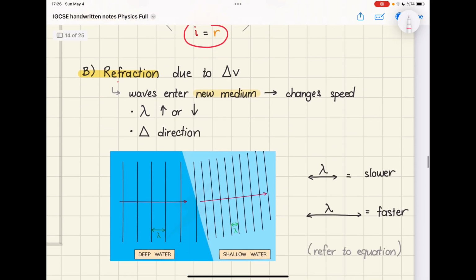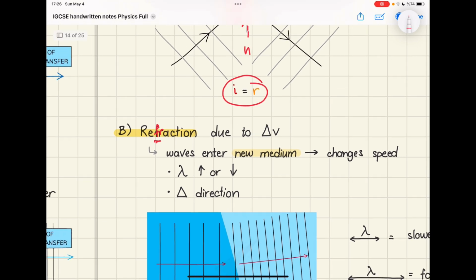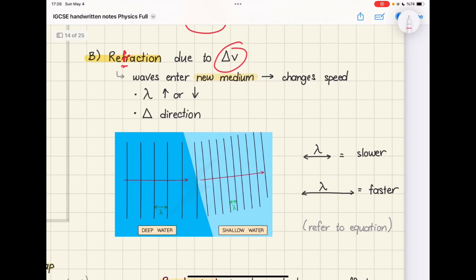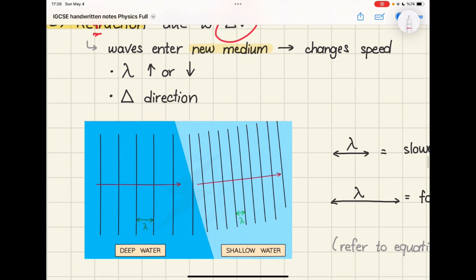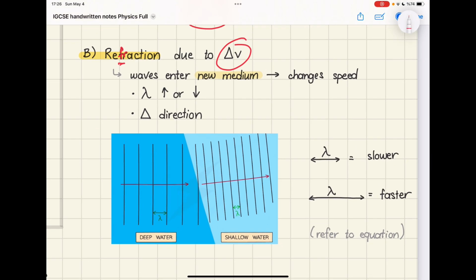Refraction is due to difference in speed. When waves enter a new medium, they change speed. So the wavelength either goes up or it goes down, depending on what type of medium it goes into and from which type of medium. And also there is a change in direction if we have a change in angle. If this was straight, then we wouldn't have a change in direction, just FYI. This is related to the incident ray coming in at an angle.